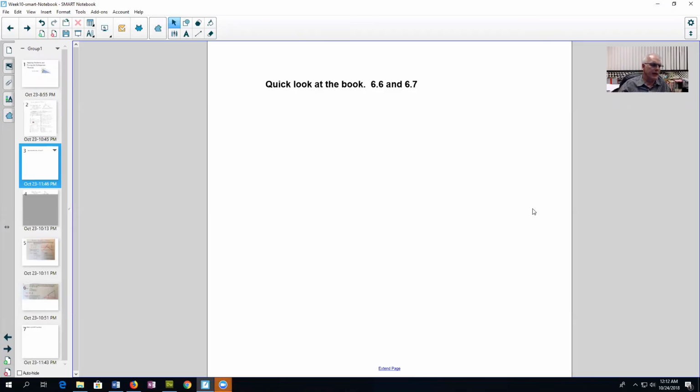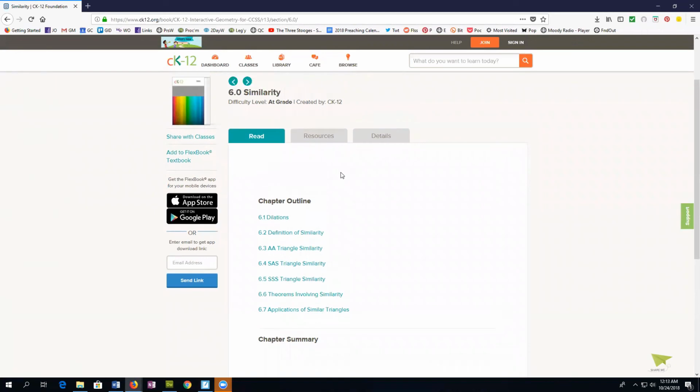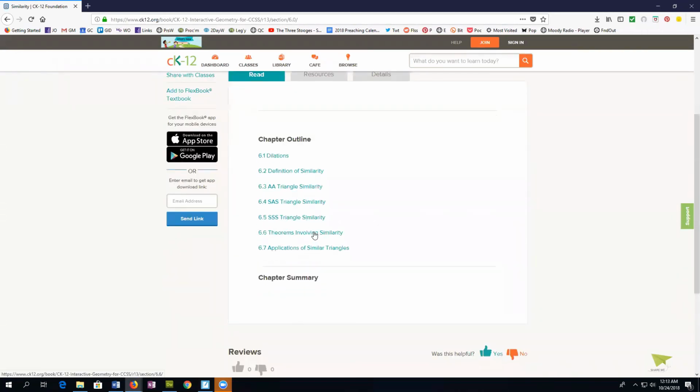Now that we've proven the Pythagorean theorem, I would like to take a look at a few more theorems, and I'm going to take a quick look at the book, section 6.6 and 6.7. So here we are at our textbook, and chapter 6 is on similarity. By the way, I will make the comment that we're primarily using angle-angle triangle similarity. You can prove triangles similar with side-angle-side and side-side-side, but we're not going to be using those.